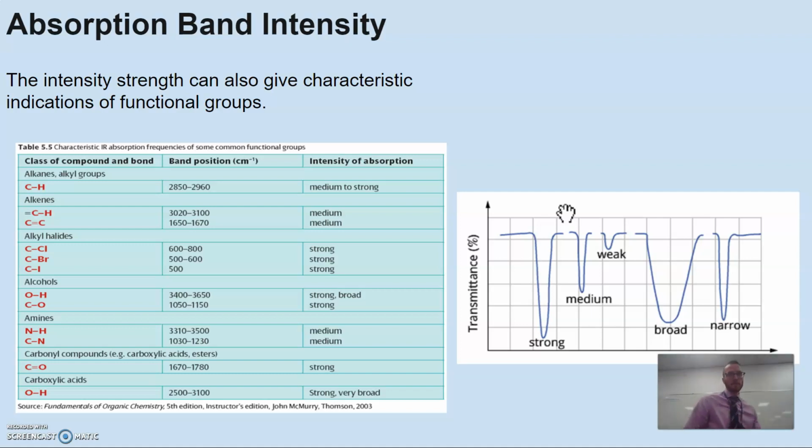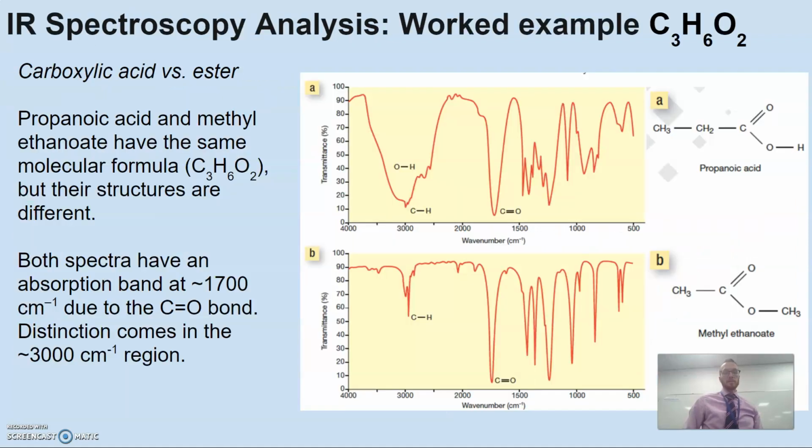The intensity. So I talked about breadth, intensity, or strength, and its position. C to H, medium to strong. Carbon to carbon double bond, medium. Carbon to chlorine, strong. Strong and very broad is an O to H in an acid. O to H in an alcohol is not very broad, but relatively strong. So, strong, medium, weak, broad versus narrow, and its position. Three things we can tell: its breadth, its strength or intensity, and its position.